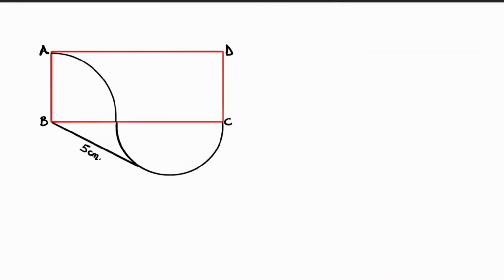If we study this diagram very well, we realize that this line here, first and foremost, is a tangent at this point on this semicircle. So we should note that first and foremost. And also, we are not given the radius of this semicircle. Likewise, we are not given the radius of this quarter circle.